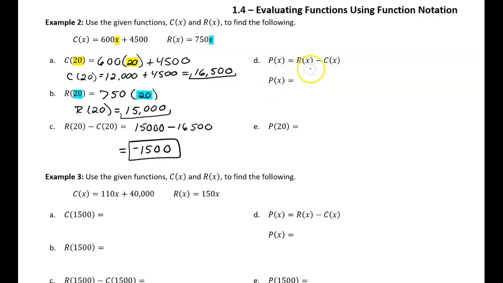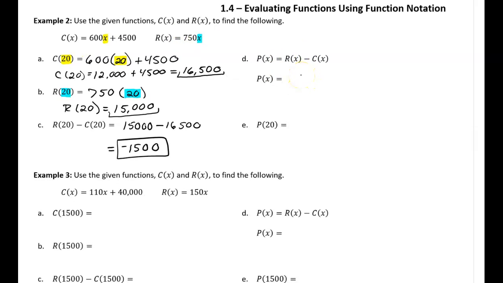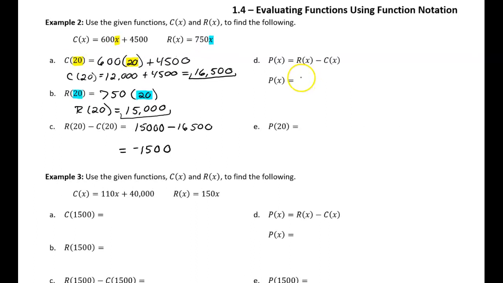So our P of x, what is that going to equal then? Well, what was our R of x? It was 750x. So I'm going to replace that R of x here with the calculation that we used to find it, the 750 times x, minus, well, how did we find the C of x function? Well, that's the 600x plus 4,500. And I have this so far.